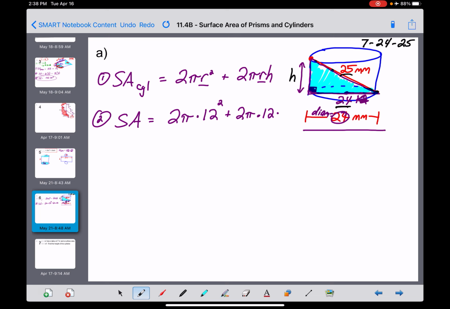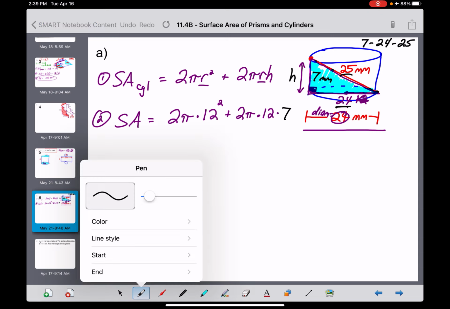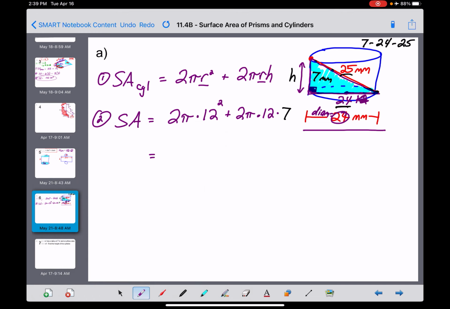It really does help you guys and save you a lot of time to know your Pythagorean triples. So this missing side right here is going to be 7 millimeters, and that's what's going to go in right there for h. Now, again, if I were you guys, I'd go to the calculator here. My calculator doesn't handle this quite as well. So let's see what I can come up with here for step 3.